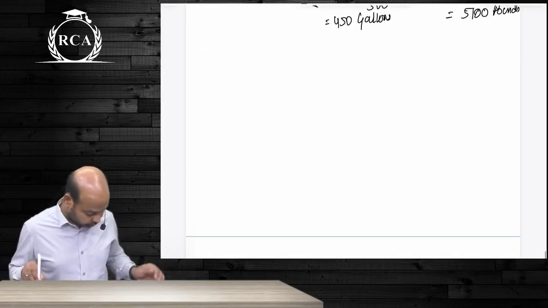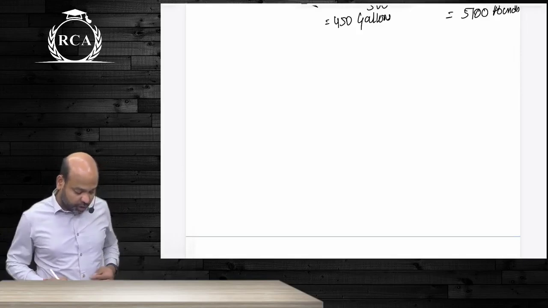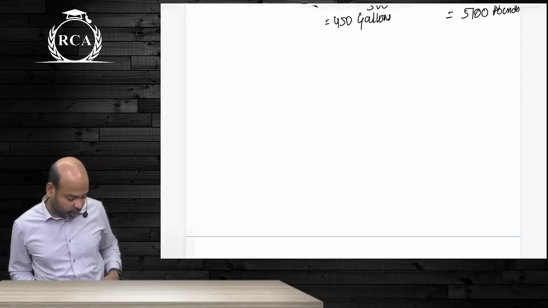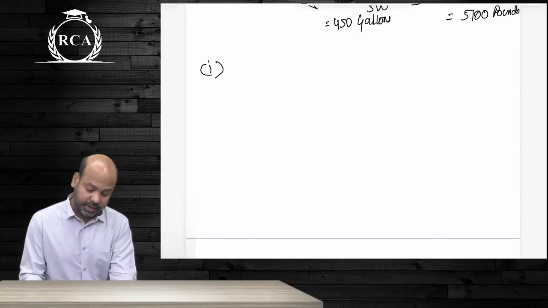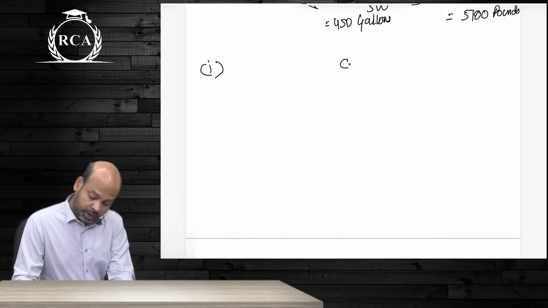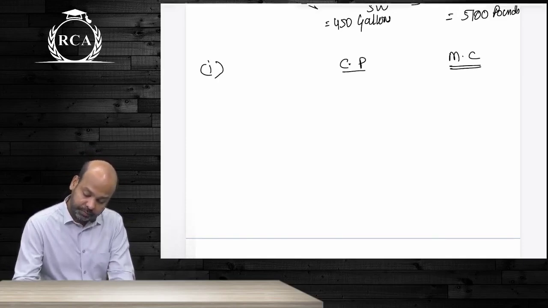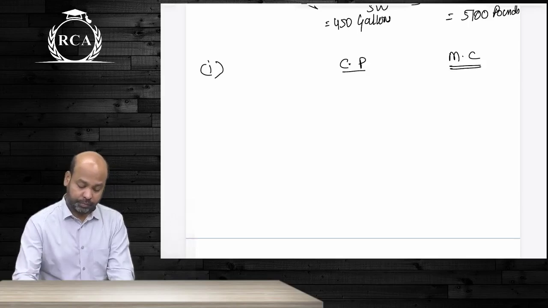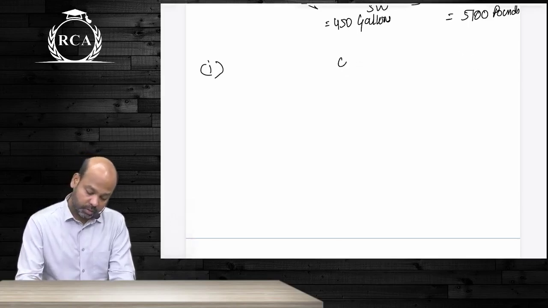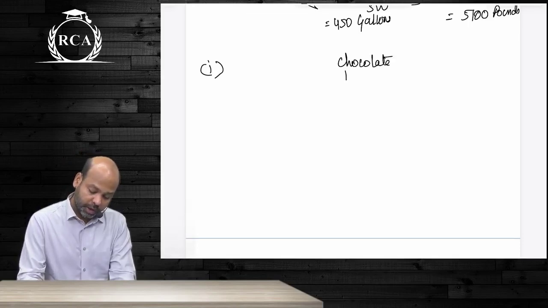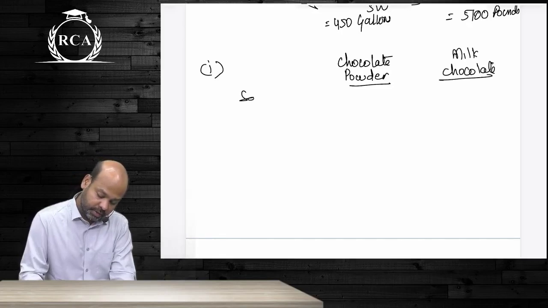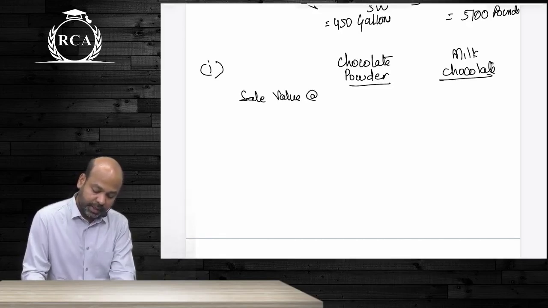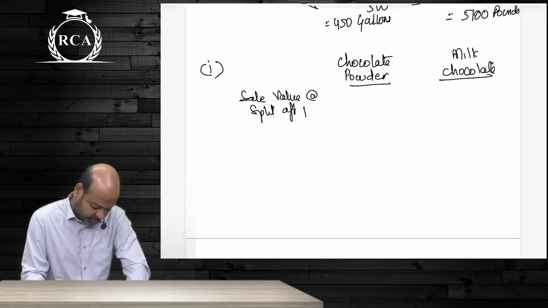Now look at the first bit. What's the first bit? How will the joint cost be allocated between chocolate powder and milk chocolate liquor base using sales value at split off point? Can we answer the first bit directly now? Chocolate powder, milk chocolate. Write it in full now: chocolate powder liquor base, milk chocolate liquor base. What will be the sale value at split off point? You have to write in gallons now.